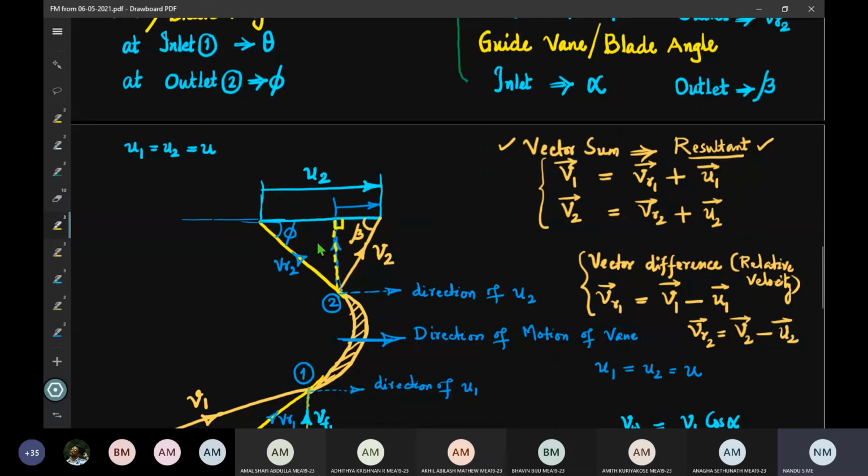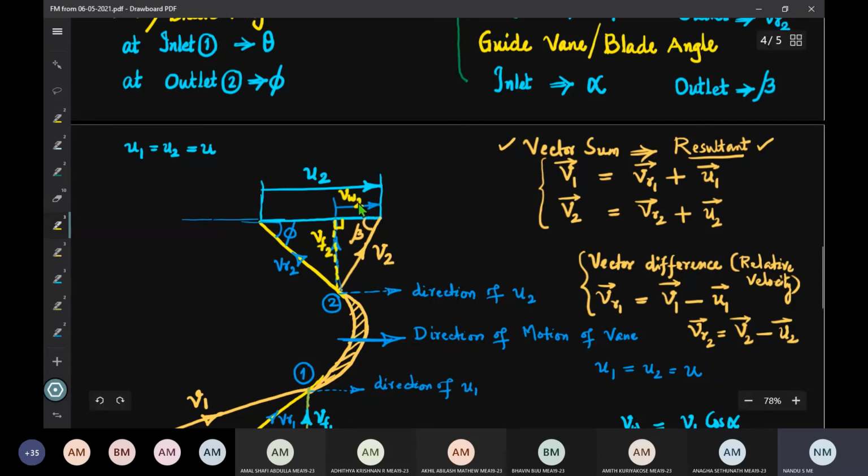So V2 has a component in the direction of U2 and a component perpendicular to U2. The perpendicular component is VF2. So VF2 is the component of V2 normal to U2. Then V2 also has a component parallel to or along U2, which is called VW2. VW1 and VW2 actually decide the amount of thrust, the amount of force exerted, and the amount of torque produced. So VW1 and VW2 are crucial components.